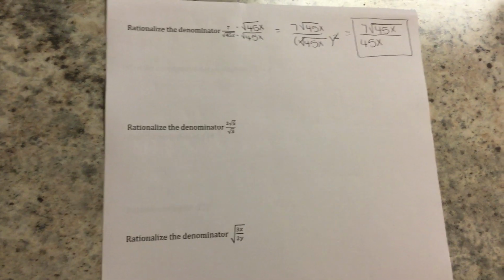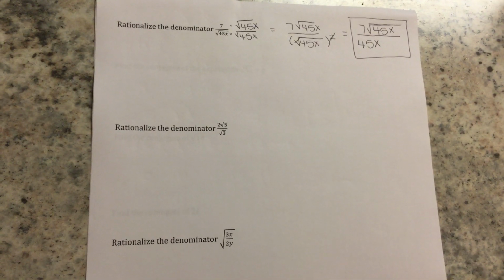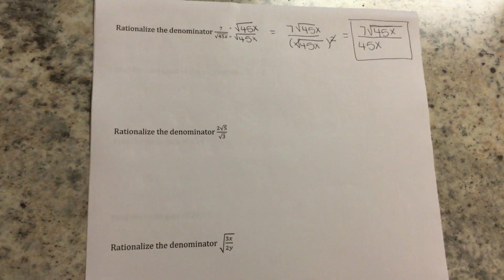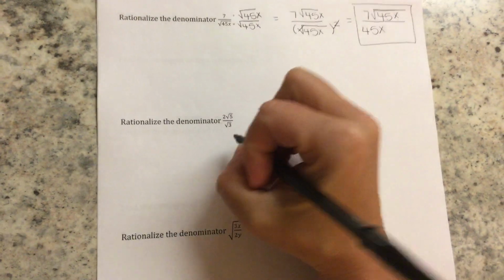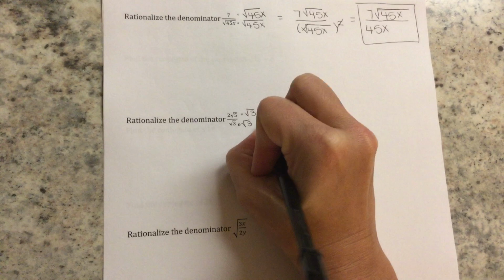All right, let's keep going. So rationalize the denominator. I have 2 times the square root of 5 over the square root of 3. So I'm trying to get rid of that square root in the denominator. So I'm going to multiply the top and the bottom by the square root of 3.